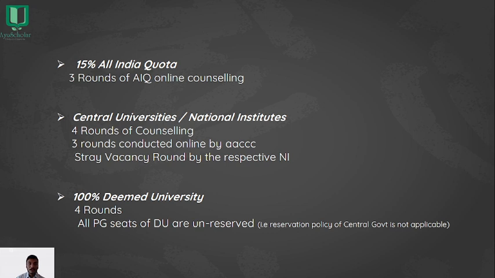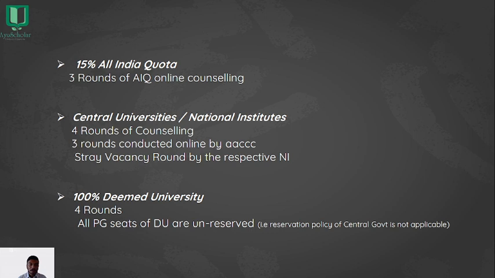How the counseling occurs for each of these varieties of institutes is that for 15% of all India quota, the counseling is 3 rounds of all India quota online counseling. When it is central universities or national institutes, 4 rounds of counseling occur, where 3 rounds are conducted online by AACCC, and the 4th round or the stray vacancy round by the respective national institutes, where the students are expected to go in person and attend the counseling, where the remnant seats are given based solely on the merit list put up by the national institute.